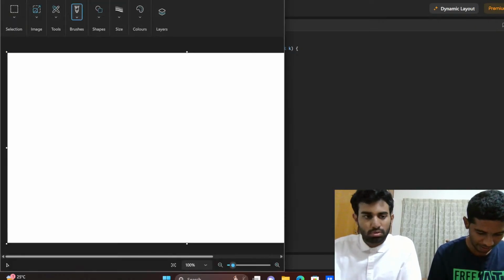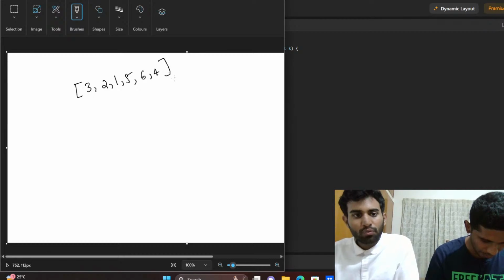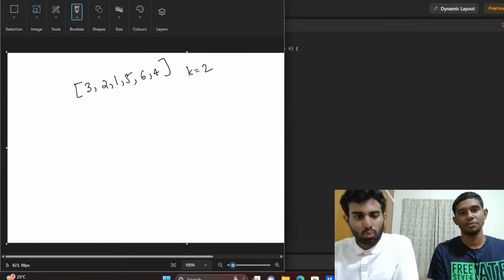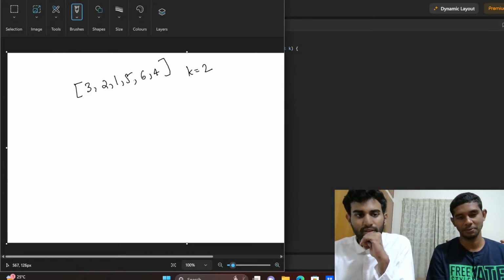Let's look at what this problem is. We're given an array here, and let's say the array given to us is 3, 2, 1, 5, 6, 4. And now we're given a k value. Let's say k is equal to 2. We're supposed to find the second largest element here. So what does that mean? In this array, the first largest element would be 6 and the second largest element would be 5. So 5 should be the output.